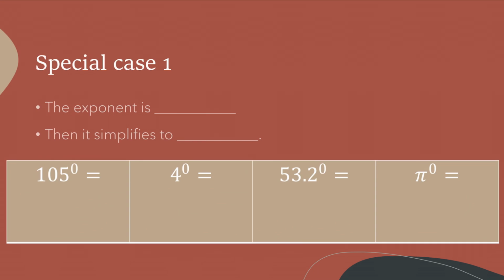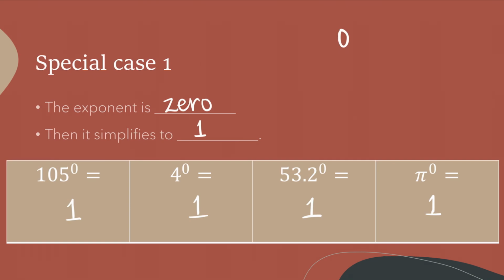Special case number 1, if the exponent is 0, then it simplifies to 1. Always. Well, kind of, except if the base is 0, and I'll talk about that in a second. So for example, 105 to the 0 power, 1. 4 to the 0, 1. 53.2 to the 0 power, 1. Pi to the 0 power, 1. Any crazy number you can possibly think of, 1. 0 is the coolest exponent in my opinion.